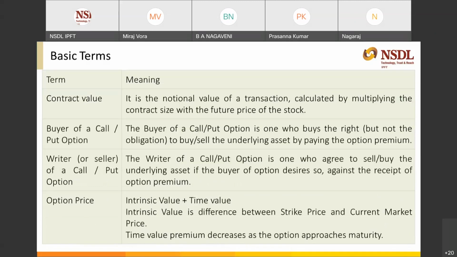Now, the other thing is contract value. Contract value is nothing but the notional value of that contract. That is, your number of shares multiplied by the value would be your contract value.